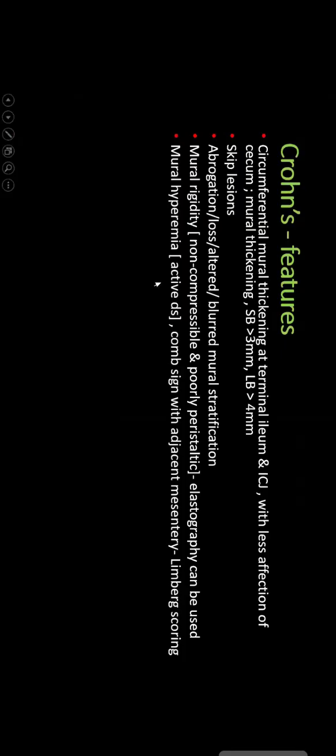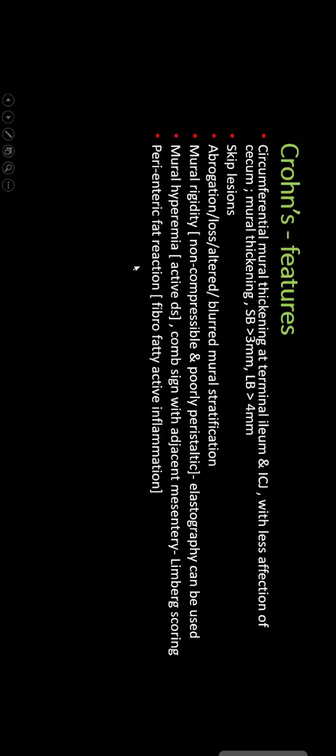Bowel wall hyperemia is suggestive of active disease. We can see comb sign in the adjacent mesentery because of the infiltration of the mesentery, and there is hyperemia because the vasa recta pass through to supply the bowel. They become prominent and give a comb sign in ultrasound like that on your CT scan. So we must observe and mention the Limburg scoring.